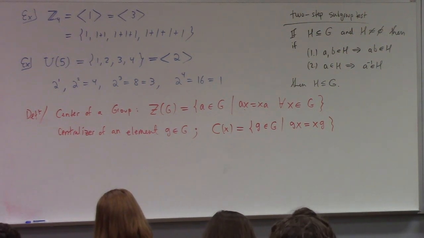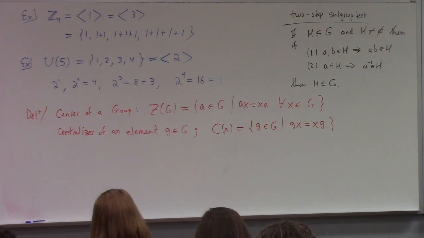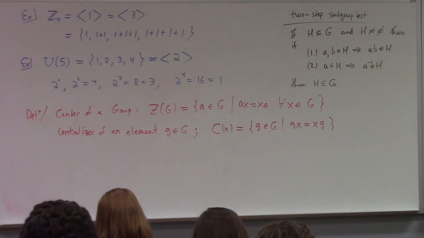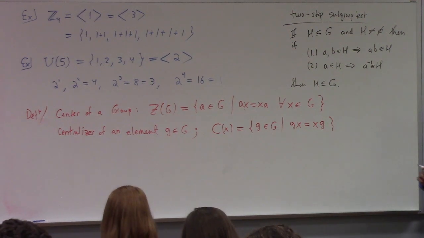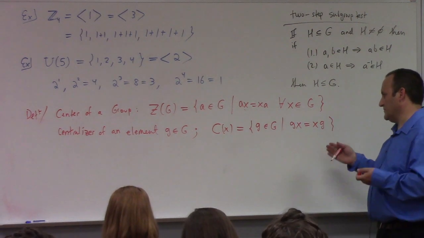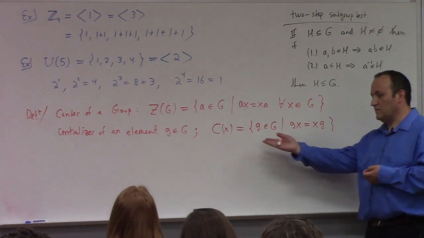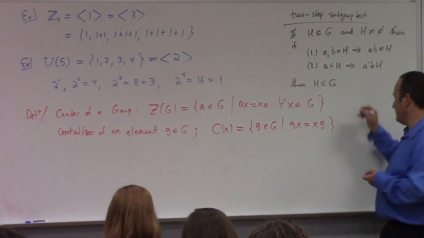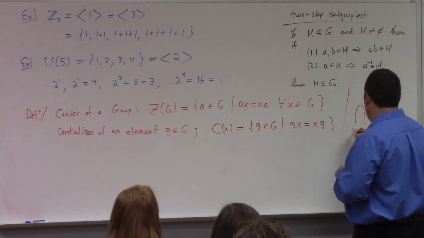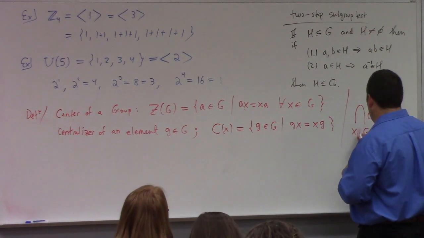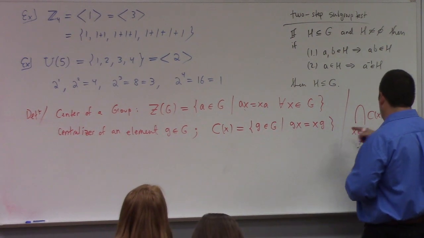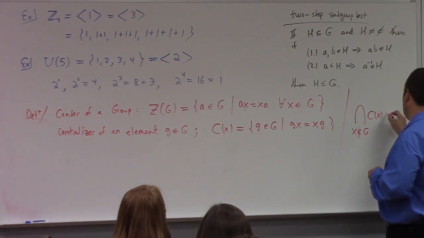Both of these can be shown to be subgroups of a group G using the one-step subgroup test. It's not that hard. Pretty good test questions, both of these. In fact, I think another fun test question, or just question in general, is to show, if you look at the intersection, the intersection over X in G of the centralizer of X, the common intersection of all those, that's just the center.